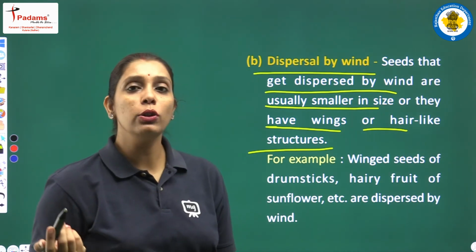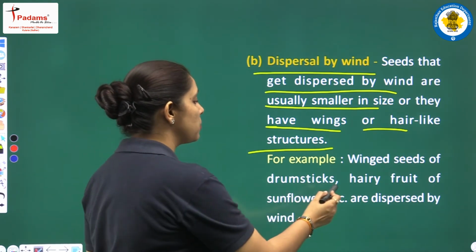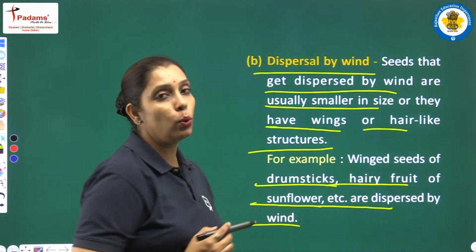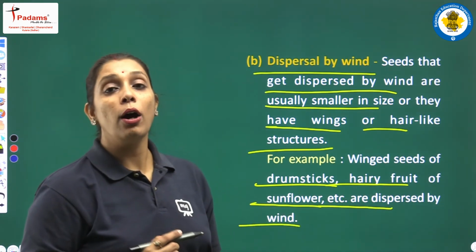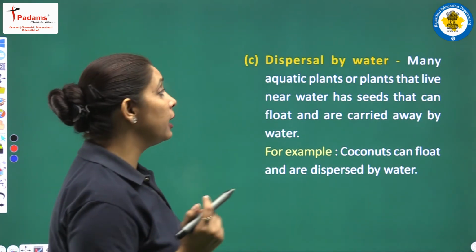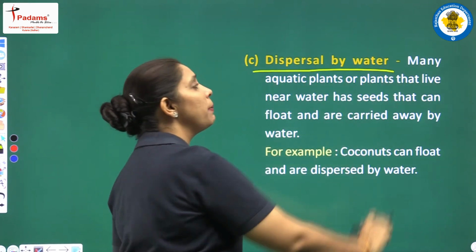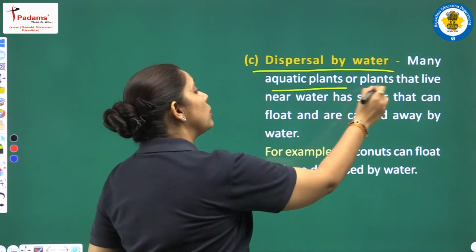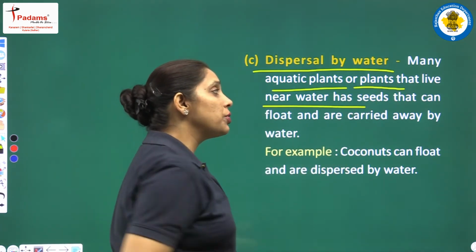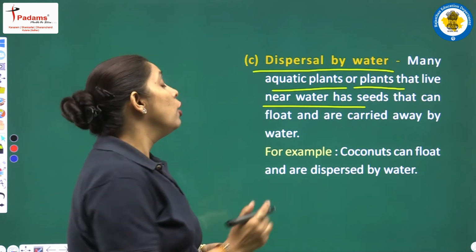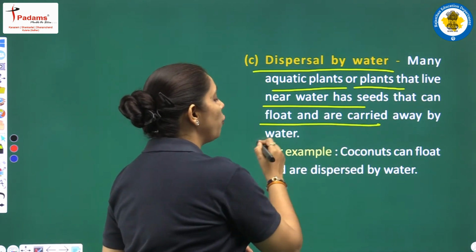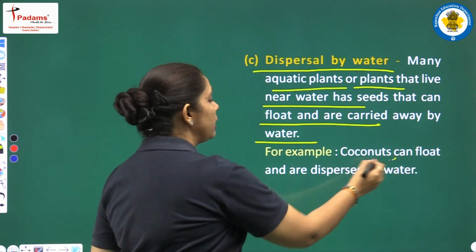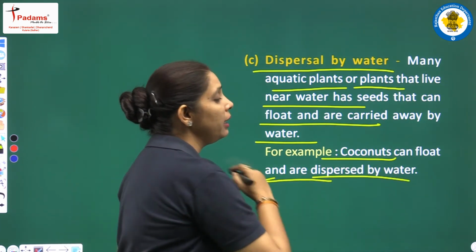For example, the winged seeds of drumsticks and hairy fruits of sunflower are dispersed by wind. Okay, now let's discuss the next one. Next is dispersal by water. Many aquatic plants, or plants that live near water, have seeds that can float and be carried away by water. For example, coconut. Coconut can float and be dispersed by water.